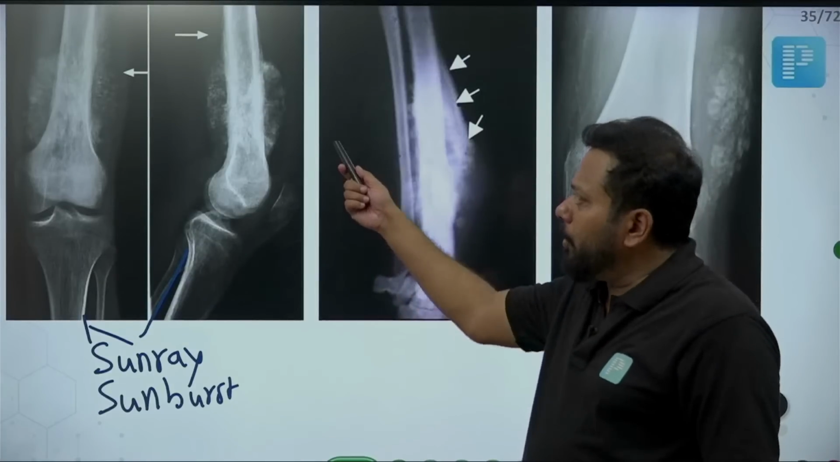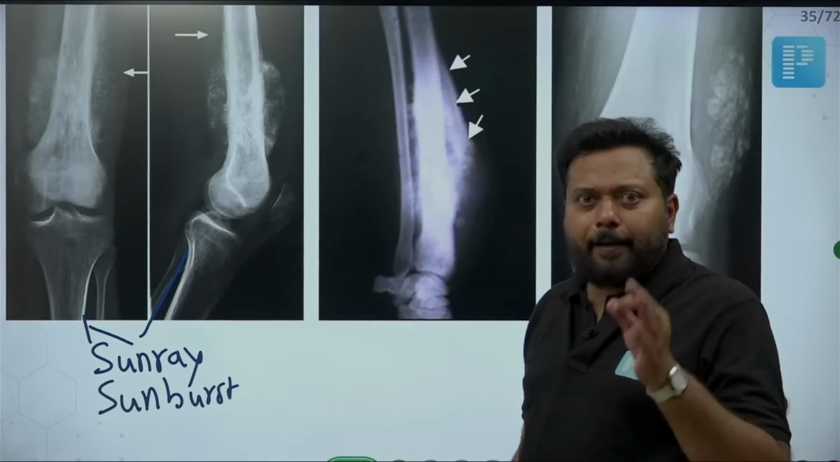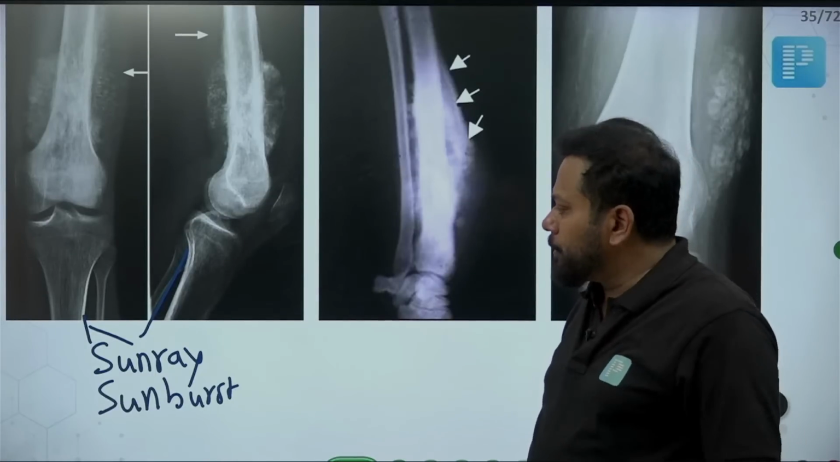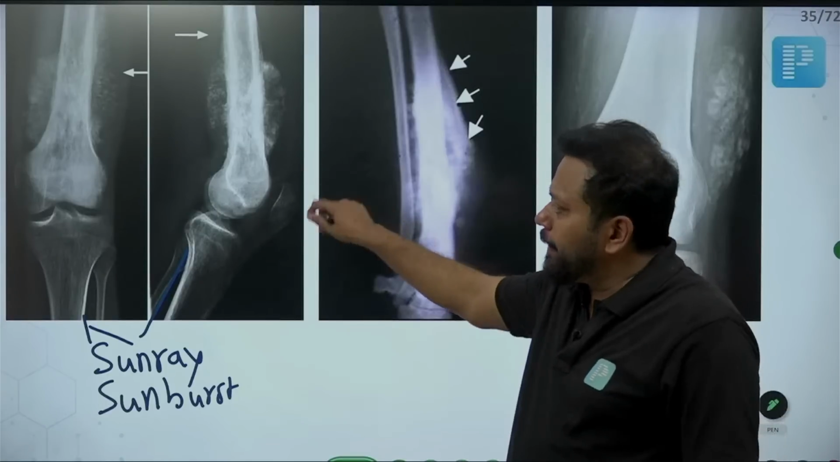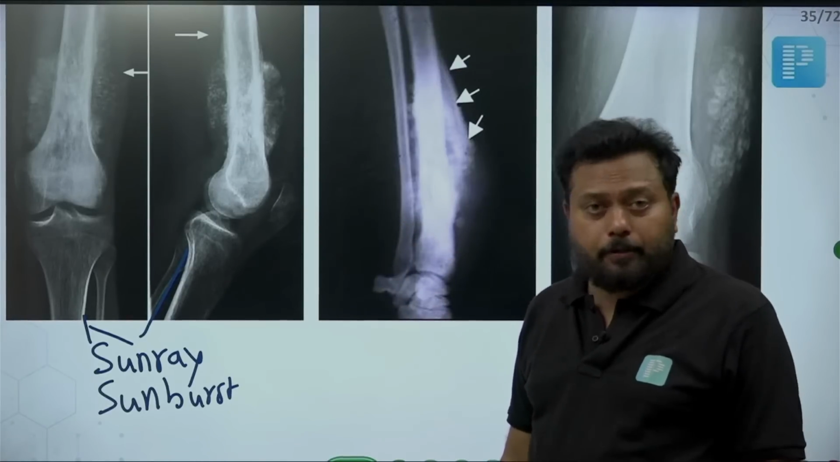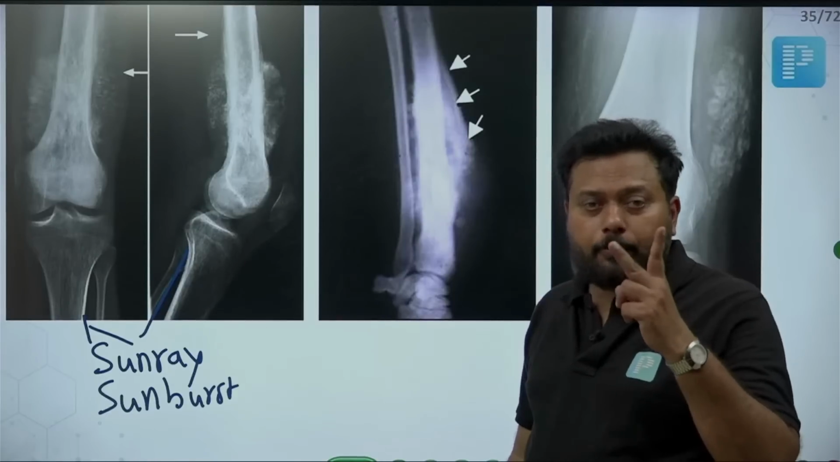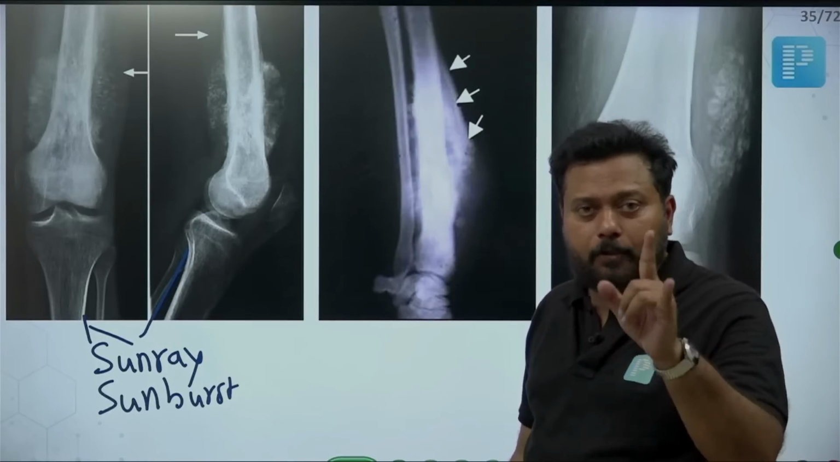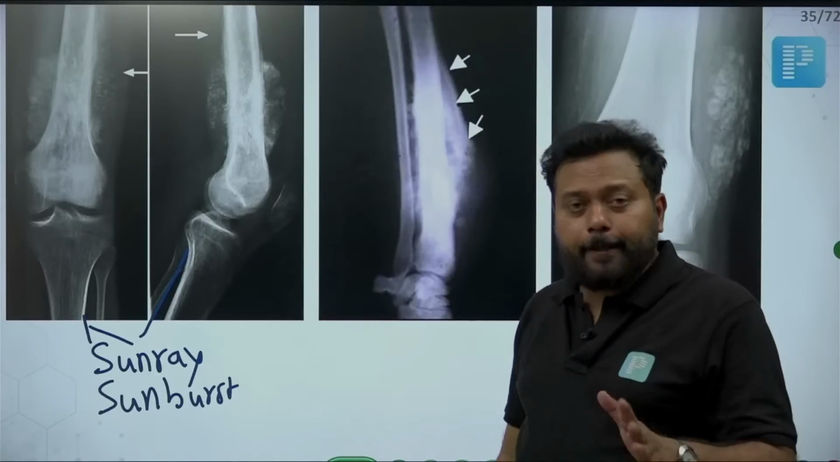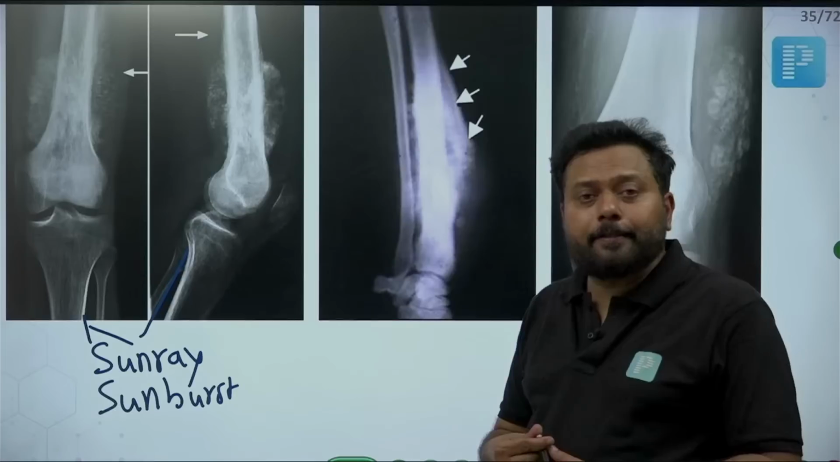Okay, so how is this possible? The mechanism, the concept alone I will tell you. You will never forget it in your lifetime. Sun ray appearance is a classical feature of osteogenic sarcoma. 2 features are there in osteogenic sarcoma. One is sun ray appearance, another is Codman's triangle, that I will show you here.